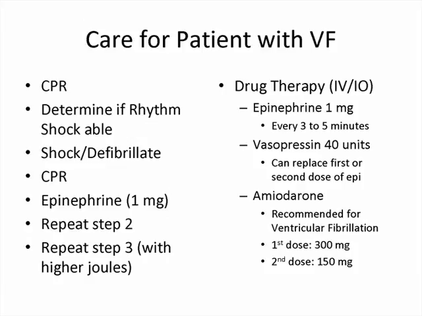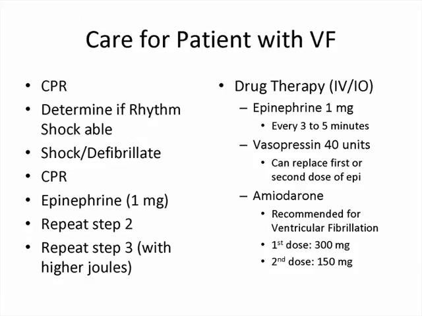Now you want to repeat step 2. You want to shock the patient. Then determine if the rhythm is shockable again. Then shock it. And then you want to keep repeating this over and over. CPR. Is it shockable? Shock it. CPR. Give an epinephrine. Now determine if it's shockable. If it is, shock it, but with a higher juice. Depends on whether this is a monophasic or a biphasic.